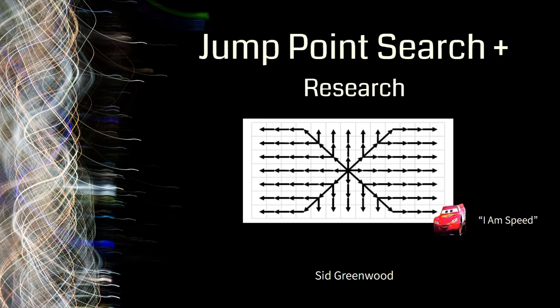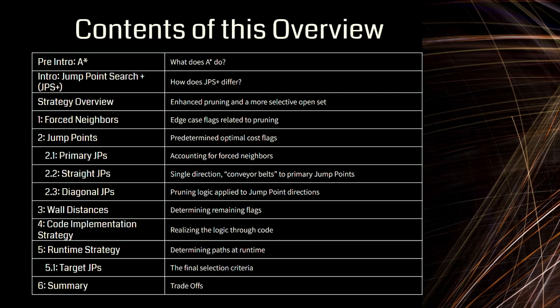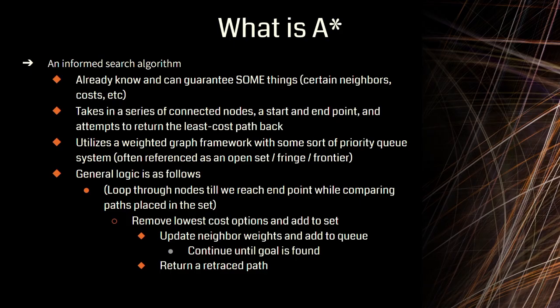Hey, how's it going? It's Sid Greenwood, and for my research phase project, I did Jump Point Search Plus, which is kind of an extension of A star for a certain type of pathfinding in game AI. So here are the contents of the overview. I won't list everything, but essentially we'll talk about A star a little bit, and then we'll jump into what Jump Point Search is, and slowly introduce all the concepts that make it what it is. So what is A-star?